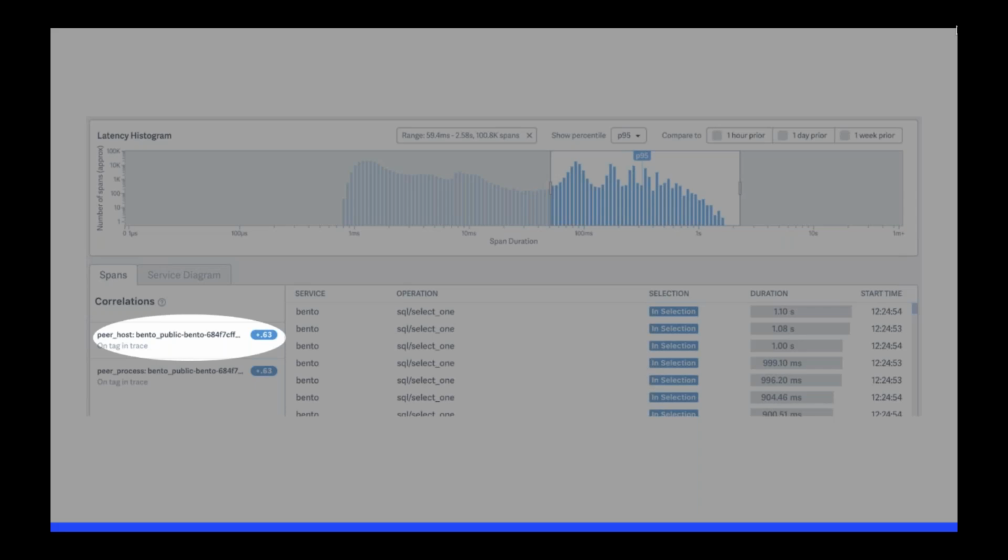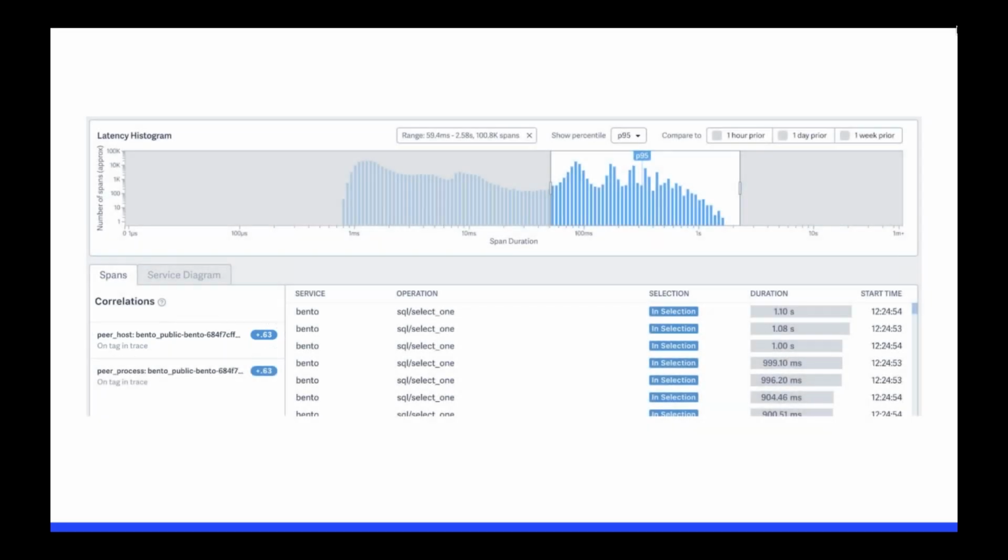Even as experienced engineers, our intuition can often be wrong about what's going on here. And in this case, we're actually able to go to another tool and verify that, in fact, this particular host was overloaded, partly because of some other work that Bento was doing, partly because of some other things that were happening, and that explained what was going on here.